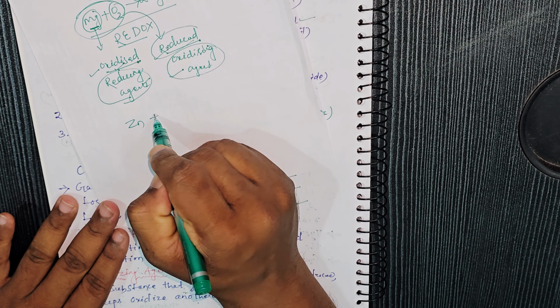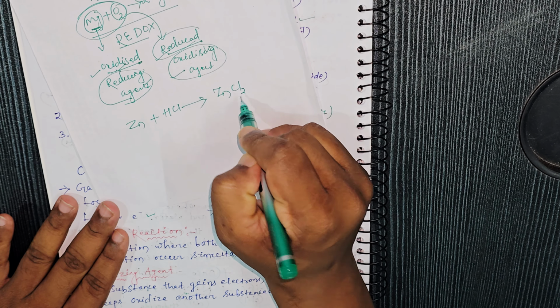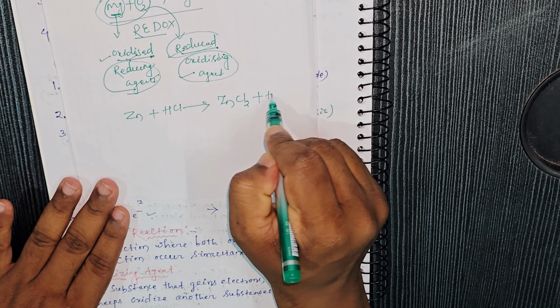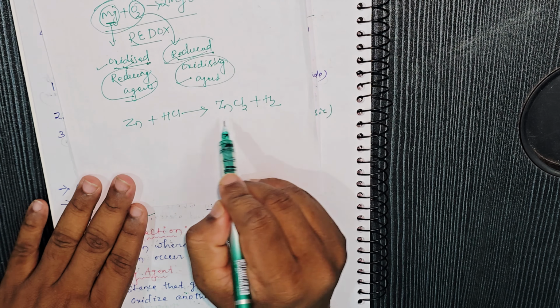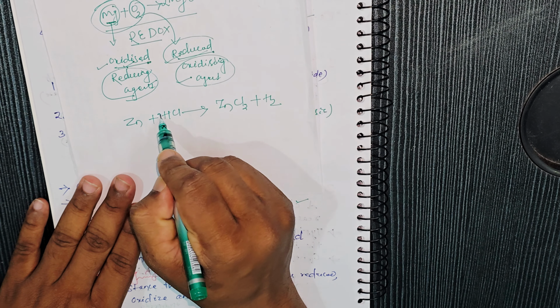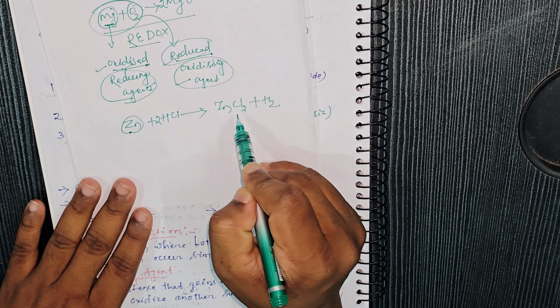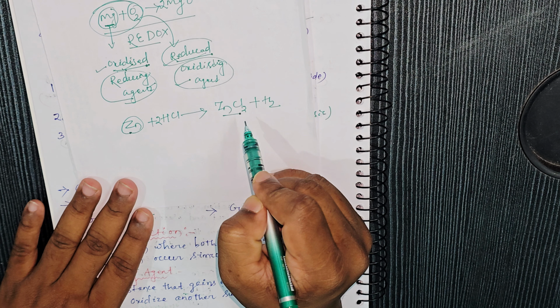Like zinc plus HCl gives rise to zinc chloride plus H2. Zinc chloride plus H2. Clear about this point? So if zinc forms zinc chloride plus H2 with HCl, then what must be oxidized and what must be reduced? Now clearly see that zinc is a metal, but on the other side zinc is actually a salt, that is zinc chloride. I hope this is clear.